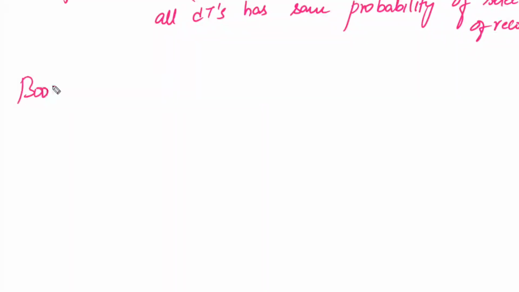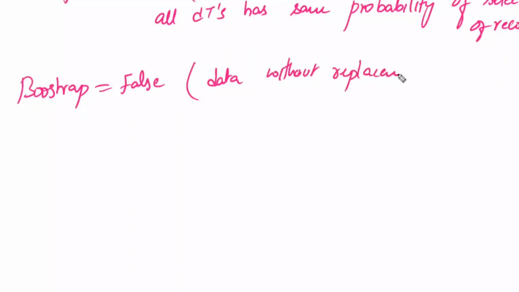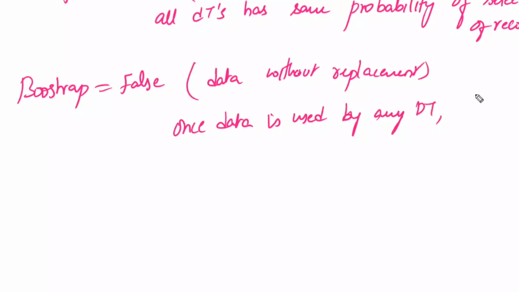If you take bootstrap equal to false, it means data without replacement. Once the data is used by any decision tree, we can't use that data for another decision tree.